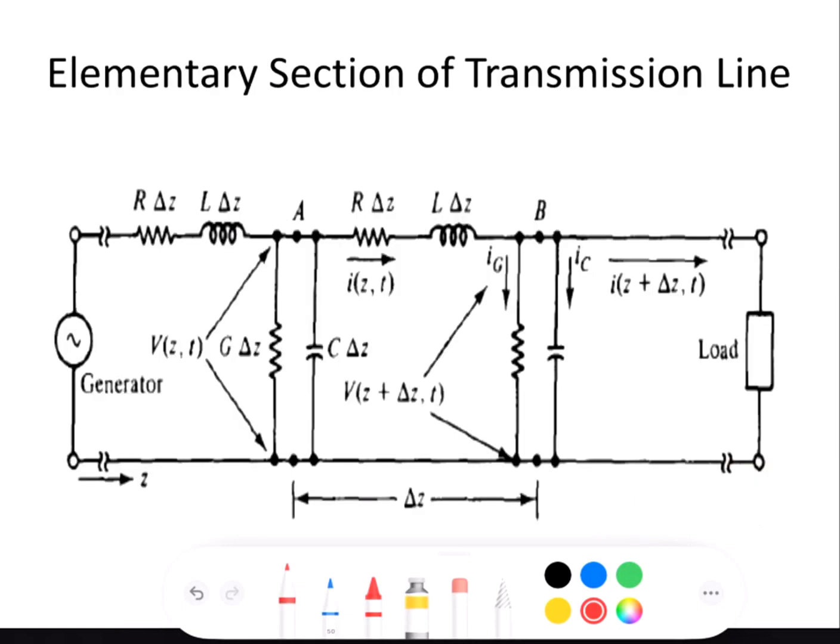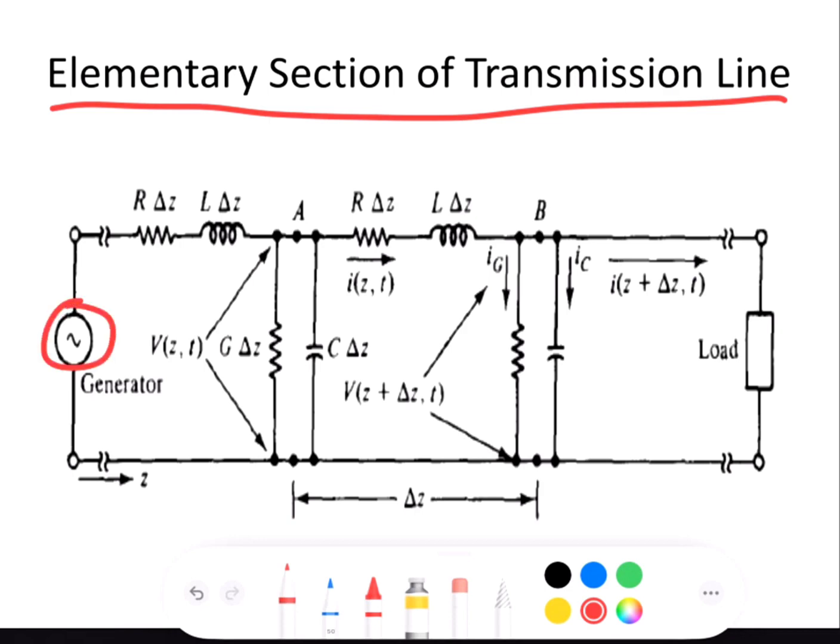So this is the circuit diagram, this circuit which we are considering as a transmission line. This is the elementary section of a transmission line. A transmission line should have a generator, where the input is given, and it should always have a load, where the output is taken. Okay, the generator end is the end where the input is given, and the load end is the end where the output is taken.